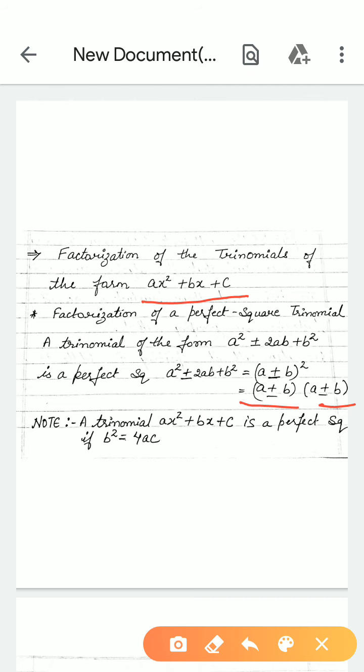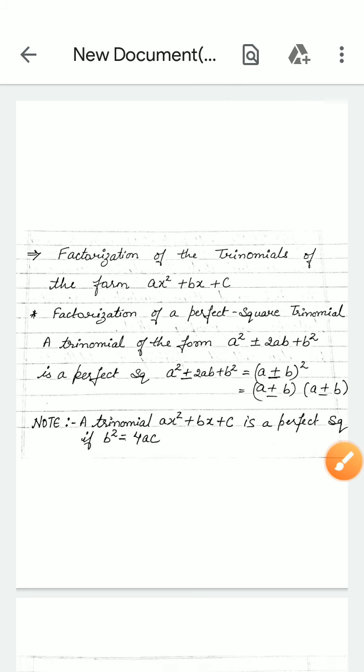At times, by perception, we can easily find out that it is a perfect square. And if by perception we are not able to find out whether the polynomial is a perfect square, we can apply b square is equal to 4ac. If in any polynomial we see that b square is equal to 4ac, then we say that the given expression is a perfect square, and this can be factorized by using the identities, that is a plus b whole square or a minus b whole square.